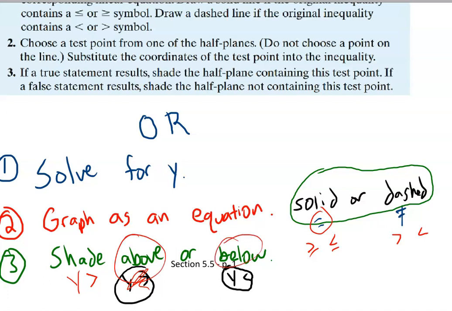And this way you don't have to do any computations. You don't have to take any points. You don't have to plug any numbers in. It's just quite simply either you shade above the graph that you've drawn or you shade below the graph that you've drawn. All right, so let's try this method out on our first example here.